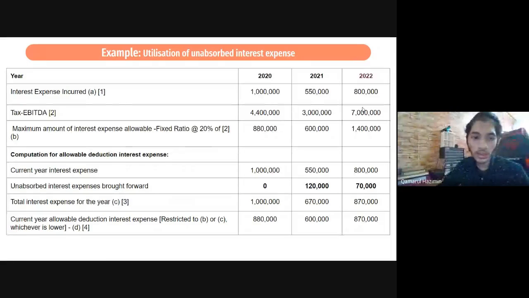Okay, this is an example of utilization of unabsorbed interest expense. Continuing the example from Akila that was presented just now, starting with 2020, their interest expense incurred is 1 million. This amount is from C, interest expense, in the calculation of tax EBITDA that was presented by Ila. The maximum amount of interest expense allowable is 20% of the tax EBITDA, which is 880,000, where 4.4 million times 20% gives us that. Now their total interest expense for the year is 1 million, with current year's unabsorbed interest brought forward. Since this company doesn't have interest expenses brought forward from the previous year of assessment, the amount is 0.